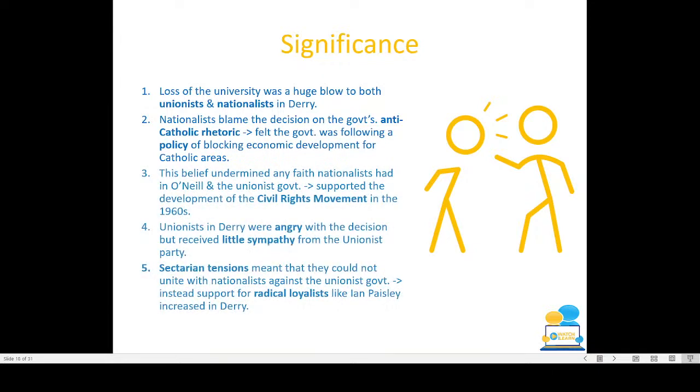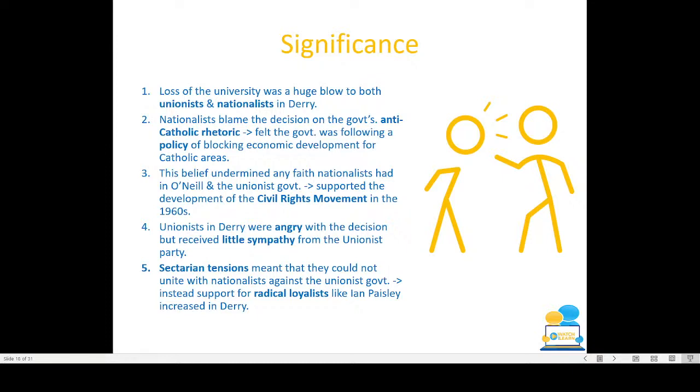So disbelief undermined any faith nationalists had in O'Neill and the Unionist government, and it actually supported or led to the development of the civil rights movement in the 1960s. So we've seen John Hume's activism in this University for Derry Committee. We'll see John Hume extend that in the civil rights movements and the development of NICRA in Northern Ireland towards the end of the 60s. However, Unionists in Derry were also angry with the decision, but they received little sympathy from the Unionist Party.